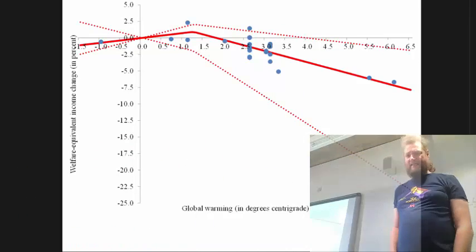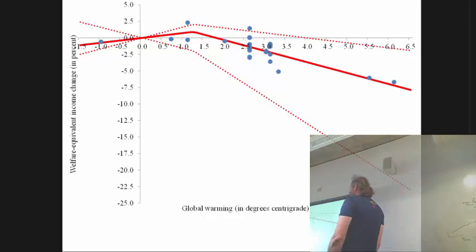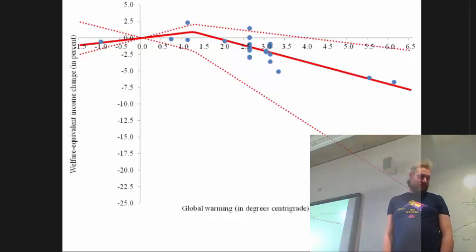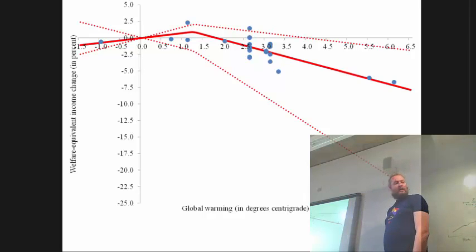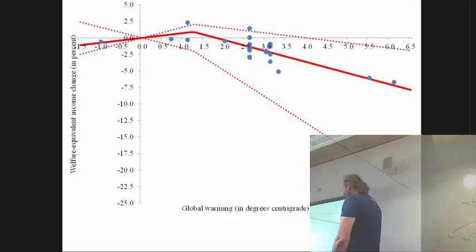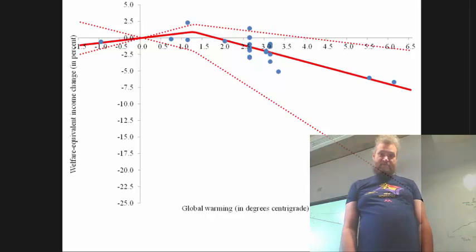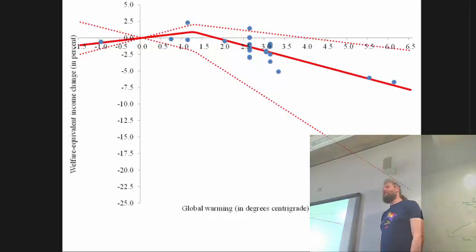There's been 27 estimates of the total economic impact of climate change. They are displayed here as the blue dots. And the way to read this graph is as follows. On the horizontal axis we're looking at scenarios of climate change, here indicated by the change in the global mean surface air temperature since pre-industrial times. So that is what is displayed here. And then on the vertical axis we're looking at the welfare equivalent income change.